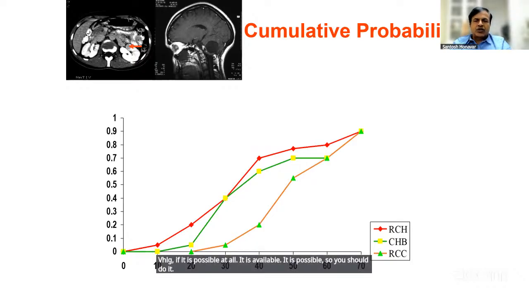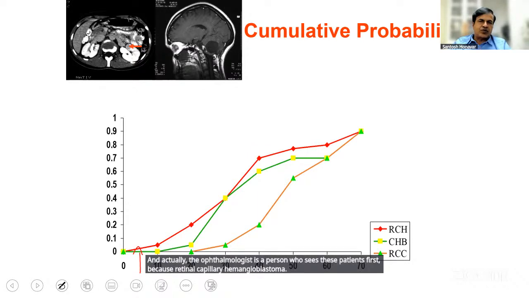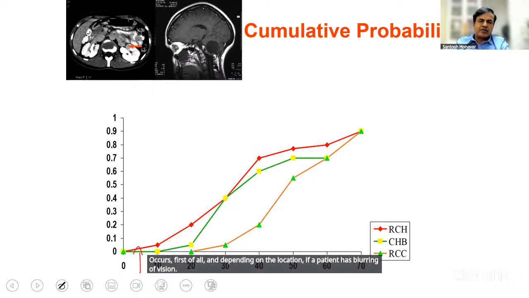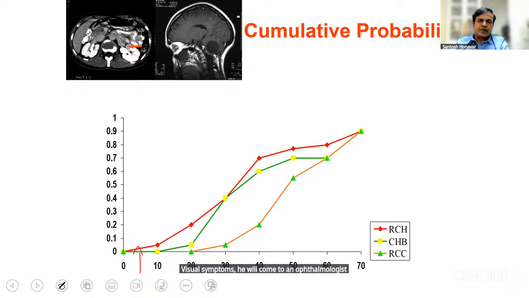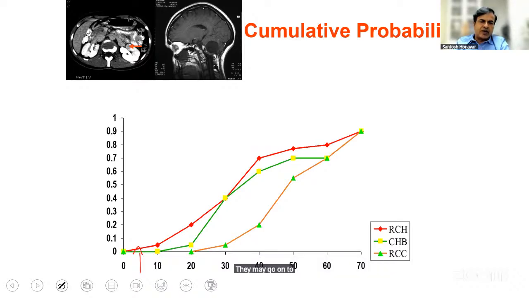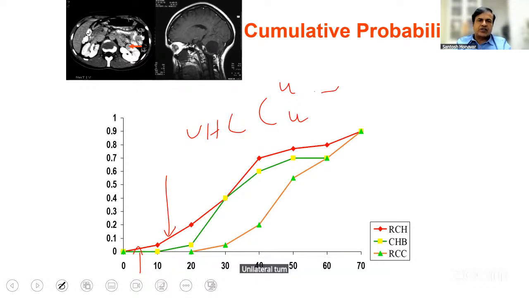And actually, the ophthalmologist is a person who sees these patients first, because retinal capillary hemangioblastoma occurs first of all. And depending on the location, if a patient has blurring of vision, visual symptoms, he will come to an ophthalmologist first. And if you miss the opportunity to screen them, they may go on to develop cerebellar hemangioblastoma and renal cell carcinoma. So if you have already diagnosed a patient as VHL disease, if you have done VHL gene, and if a patient has unifocal unilateral tumor and VHL gene is negative, then screening need not be tight at all.